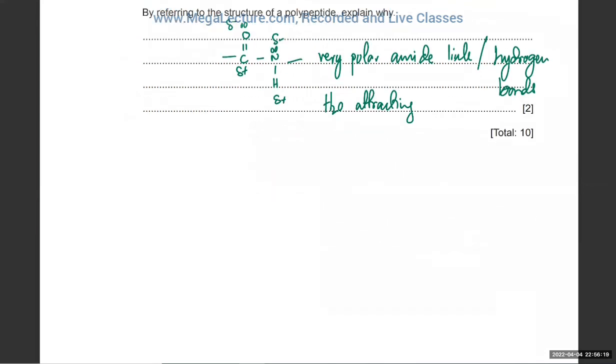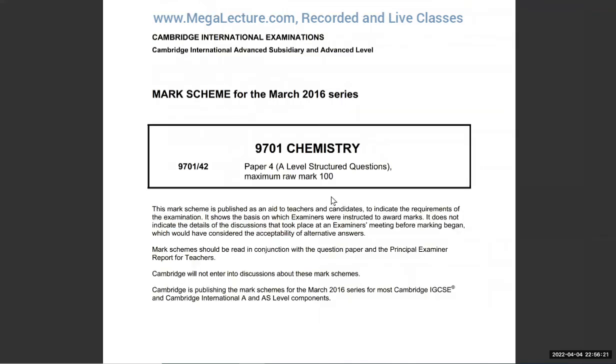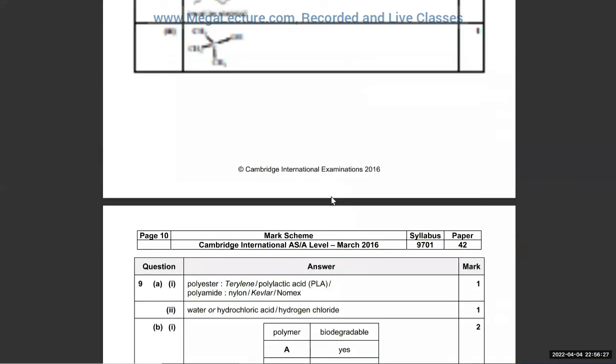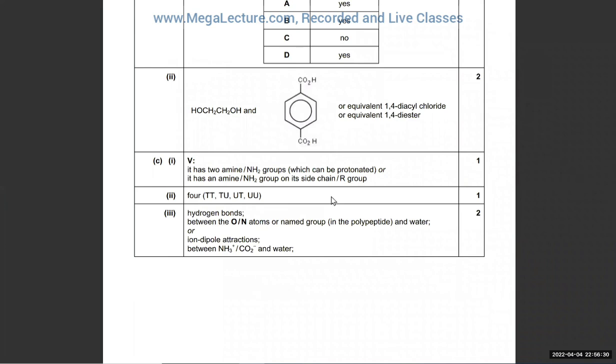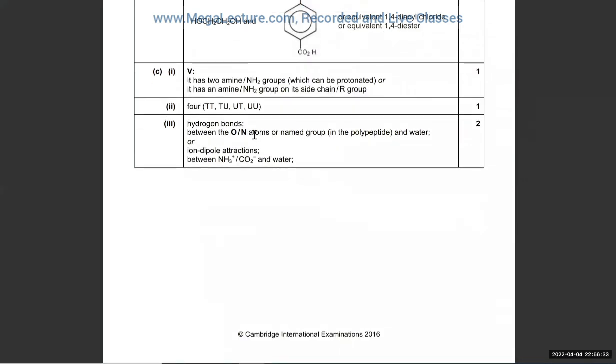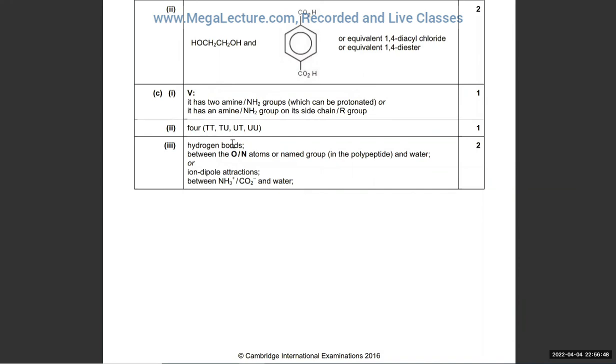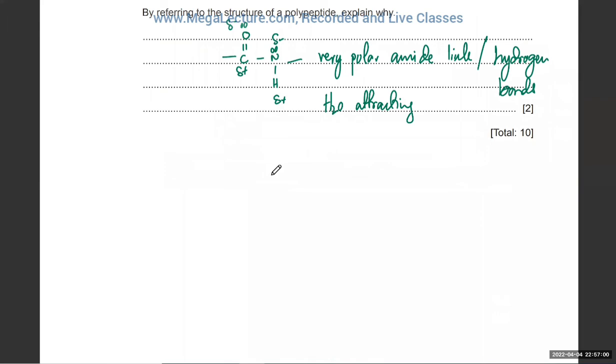So let's check at least the word explanation for this one, the last part. It's just hydrogen bonds. He's talking about the named group in the polypeptide. So basically he's talking about hydrogen bonds. I said this one was actually 4. So why did he ask us to repeat? I mean, we didn't interpret the question carefully.